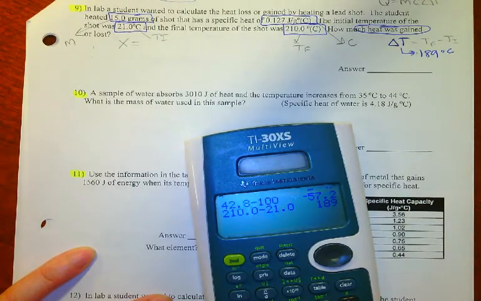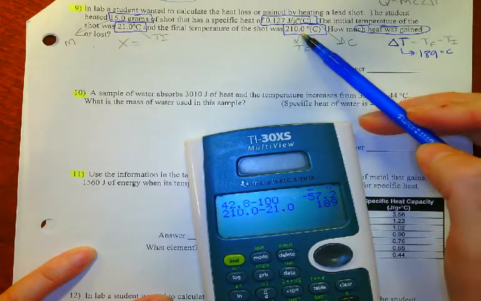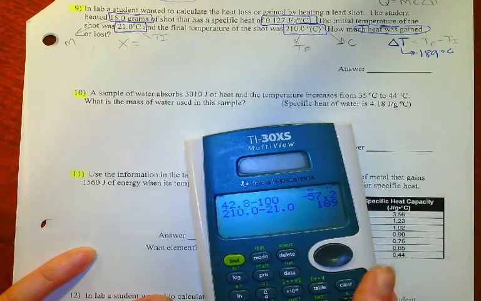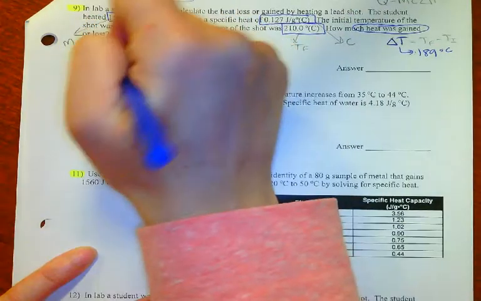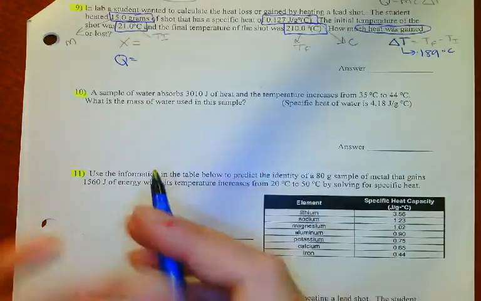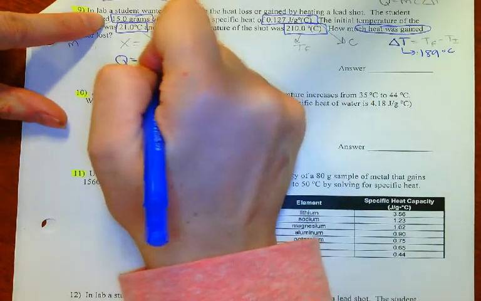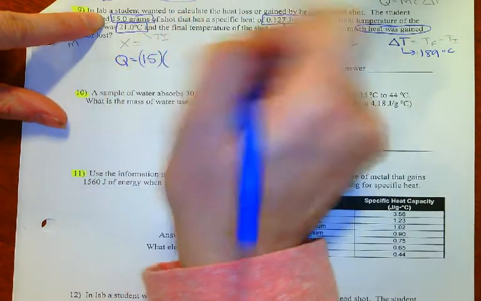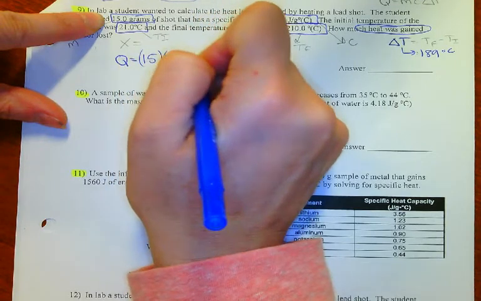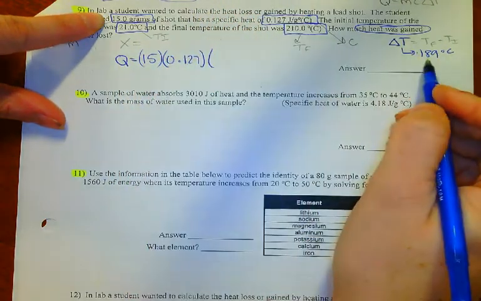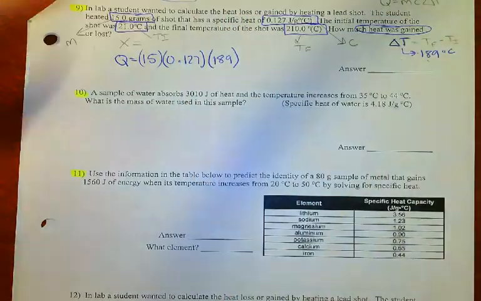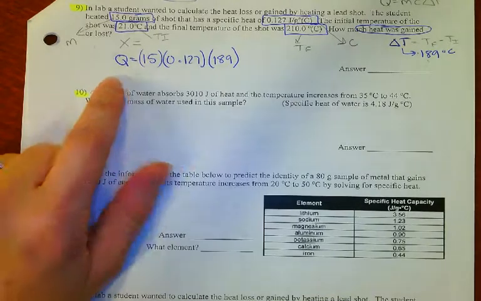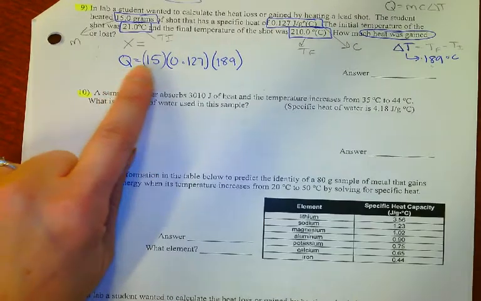And that's a positive. It's not always positive. In this case it is, because it got hotter by 189 degrees Celsius. So let's plug in what we know. I am solving for Q. Q equals M, which I boxed in, 15, times C, which is 0.127, times delta T, which we learned was positive 189. And there's no algebra to do, because my unknown is already by itself, so I just combine like terms. That times that times that.